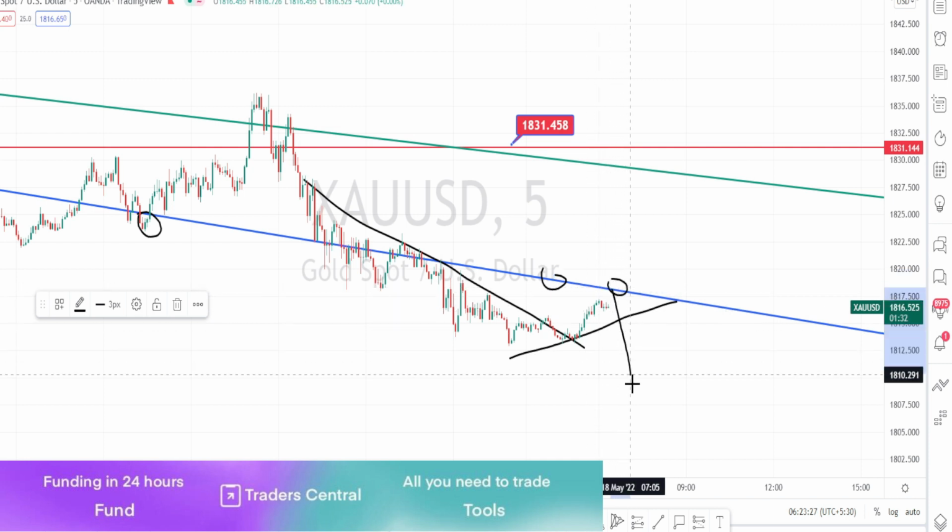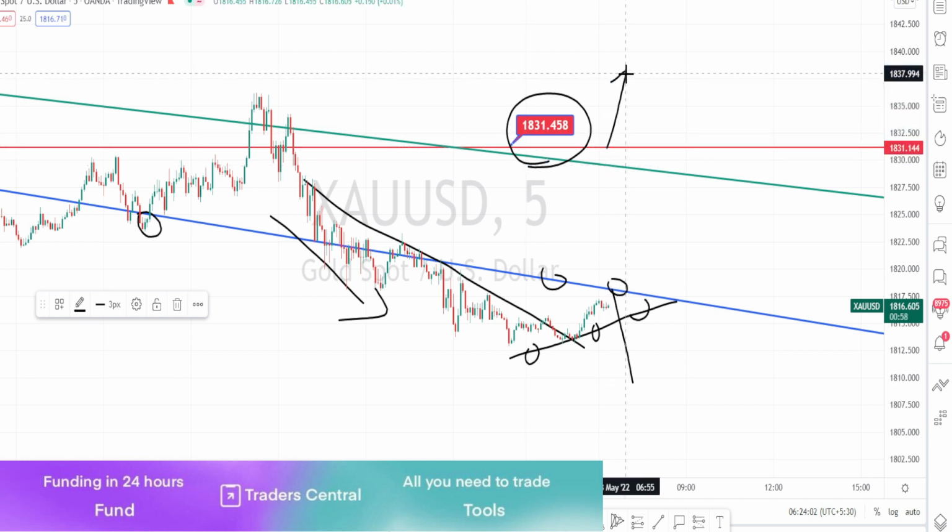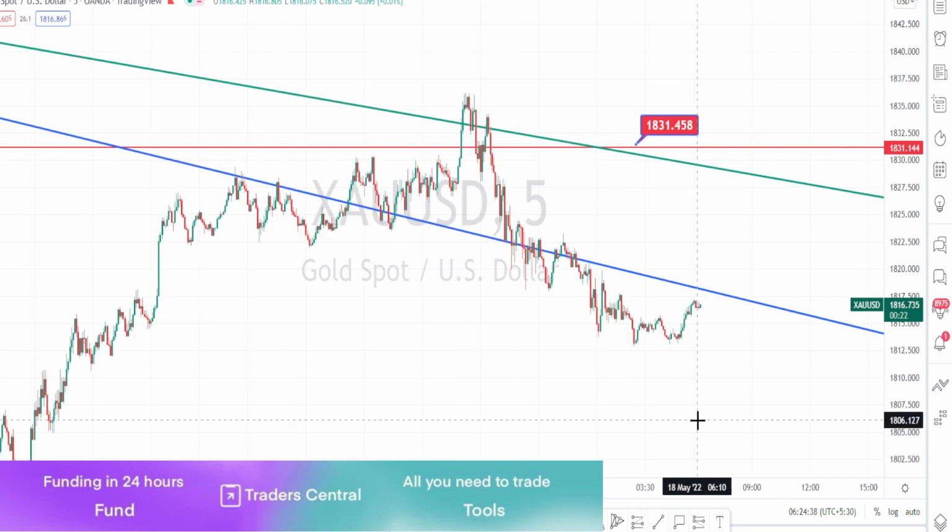Once the price action breaks this support line, we can take trades on the bearish side, because the overall trend from the higher time frame is on a bearish side. So I would recommend you to take trades based on the higher time frame trend. Only when the price action breaks this higher time frame resistance level of 1830, we can expect the bullish trend reversal in gold. Let us mark the support and resistance levels.